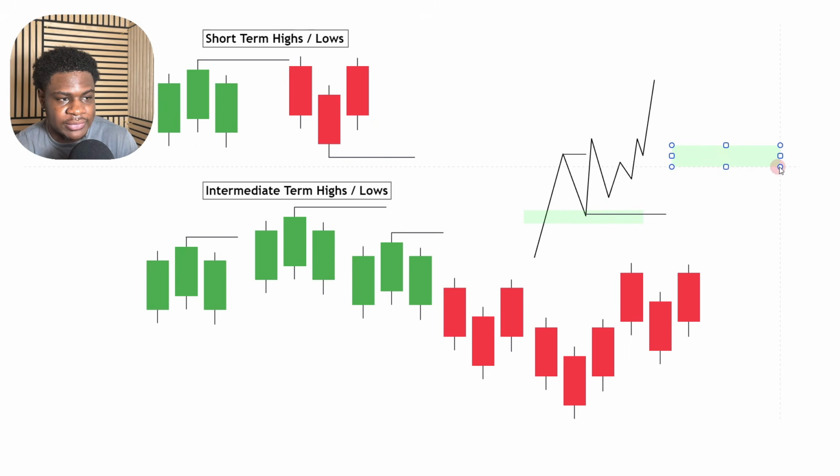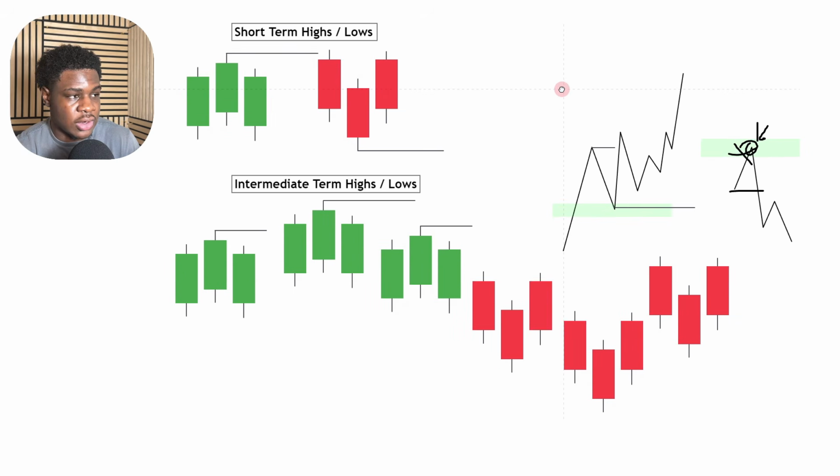Or let's say we have a level of resistance right here. Price comes back higher, taps into that level of resistance, and runs away from it. This high right here that tapped into this resistance, followed by this break higher, is a short-term high. So price should not break back below this high point. This is the overall gist of structure within the markets.